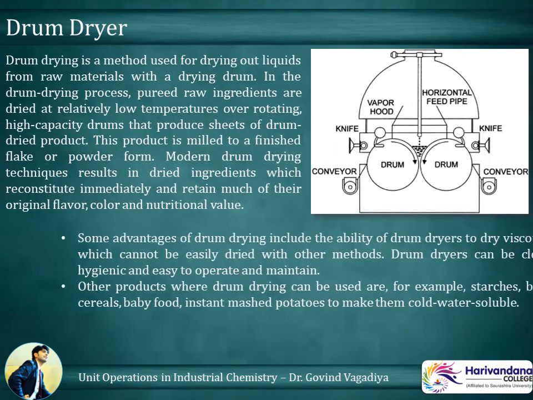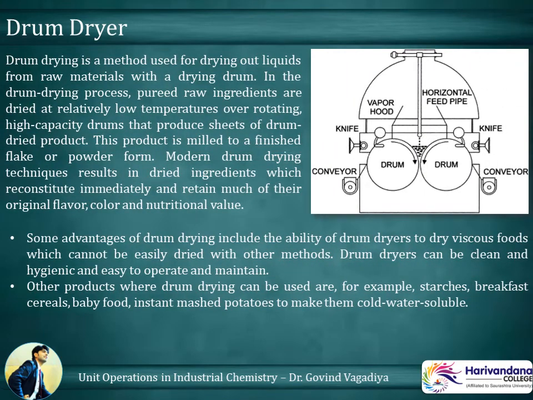Drum dryer. Drum drying is a method used for drying out liquids from raw materials with a drying drum. In the drum drying process, raw ingredients are dried at relatively low temperatures over rotating, high-capacity drums that produce sheets of drum-dried product. This product is milled to a finished flake or powder form. Modern drum drying techniques result in dried ingredients which reconstitute immediately and retain much of their original flavor, color, and nutritional value.